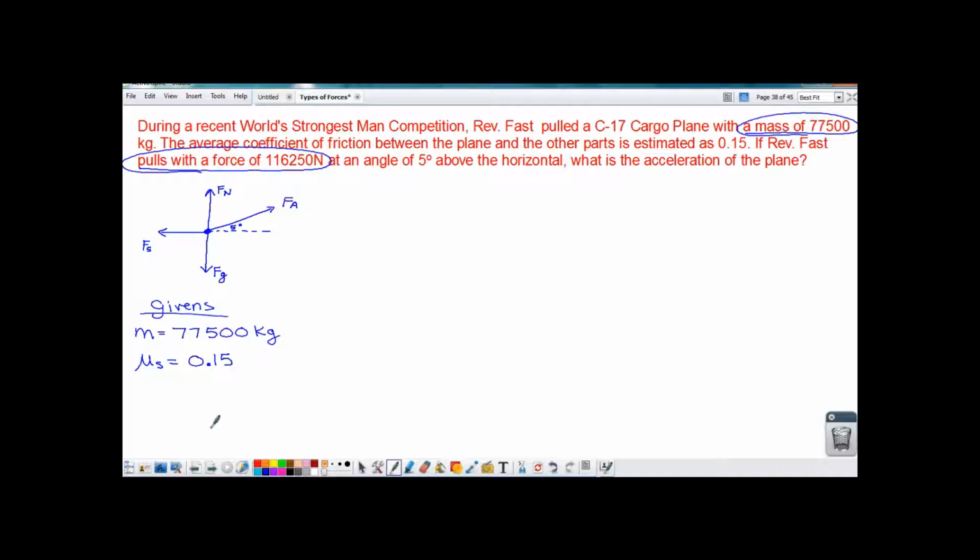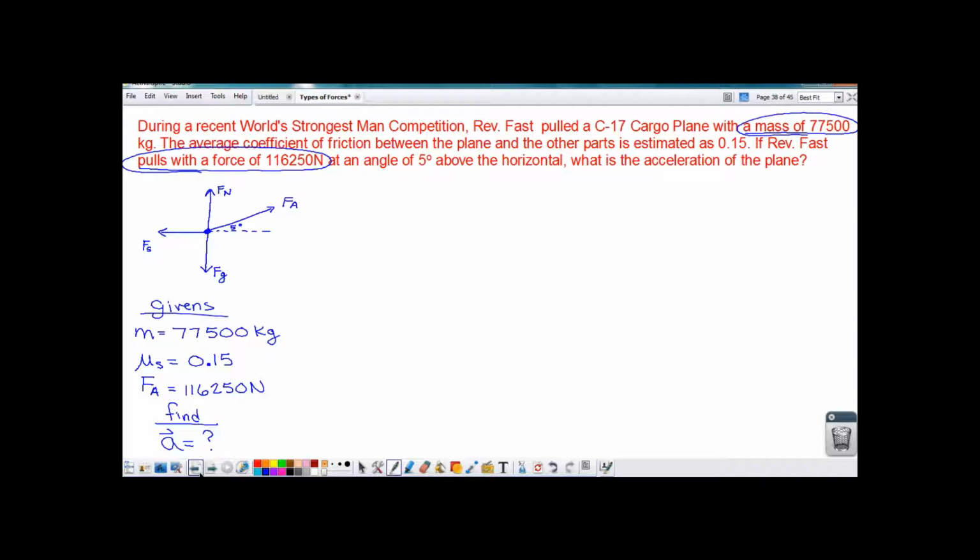And it says he pulls with a force, so that is the applied force, of 116,250 newtons at an angle of 5 degrees above the horizontal. I put the 5 degrees in the picture. What is the acceleration of the plane? So we are trying to find the acceleration of the plane.